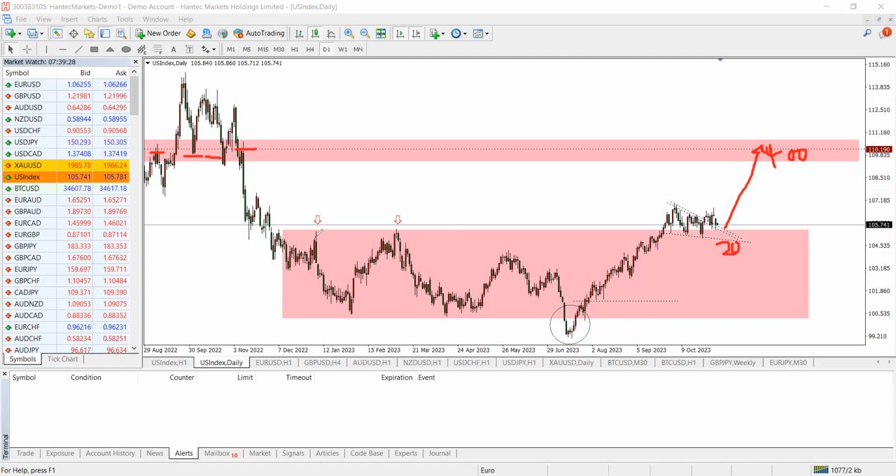Guys, do not try to be a hero in today's NFP. That's a big warning. You don't have any directional bias. The best thing to do is to sit on your hands. You can switch off your system and then go and sleep or watch TV or whatever, and then come back and see how the market reacted to the news.